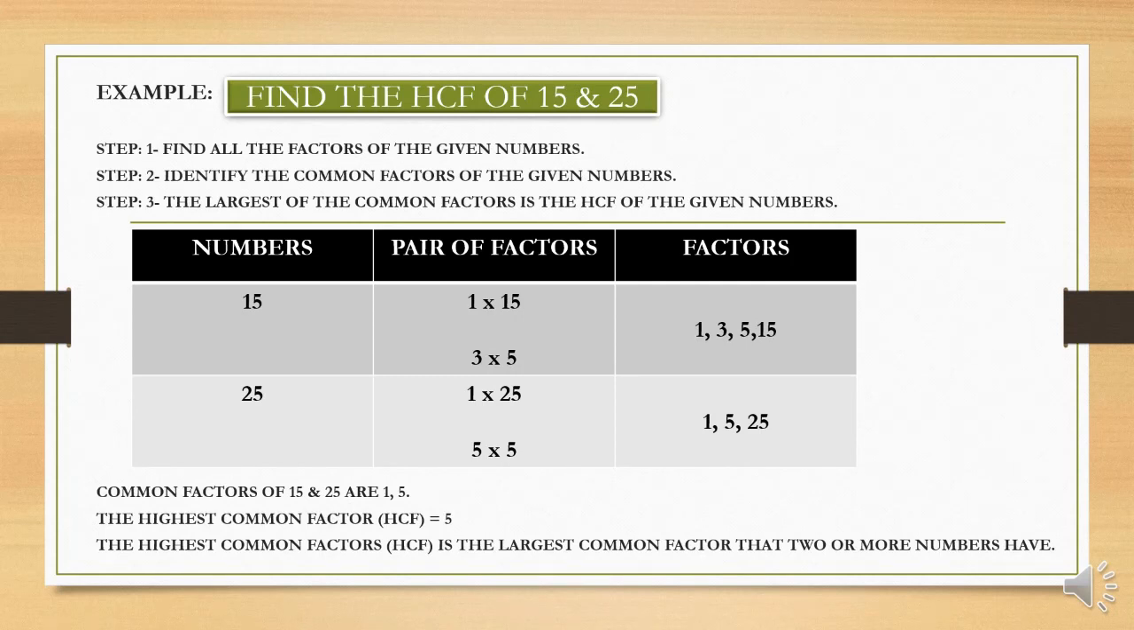Step 3. The largest of the common factors is the HCF of the given numbers. Here the largest of the common factors is 5. Thus the highest common factor is 5. Hence we define the HCF as the largest common factor that 2 or more numbers have.